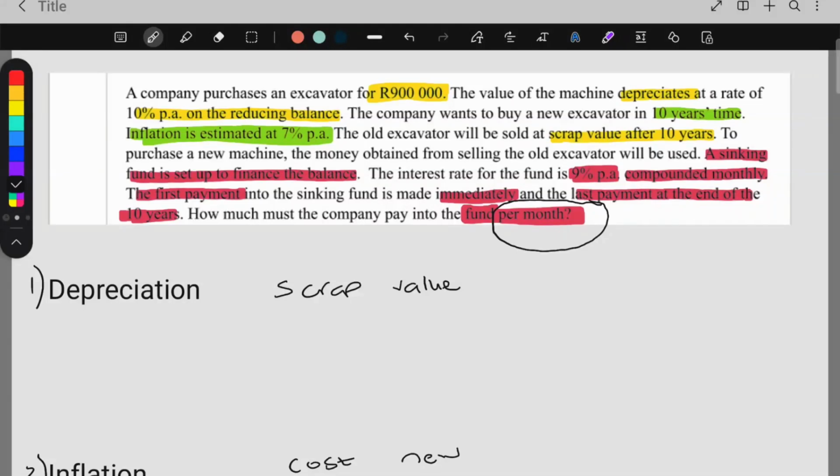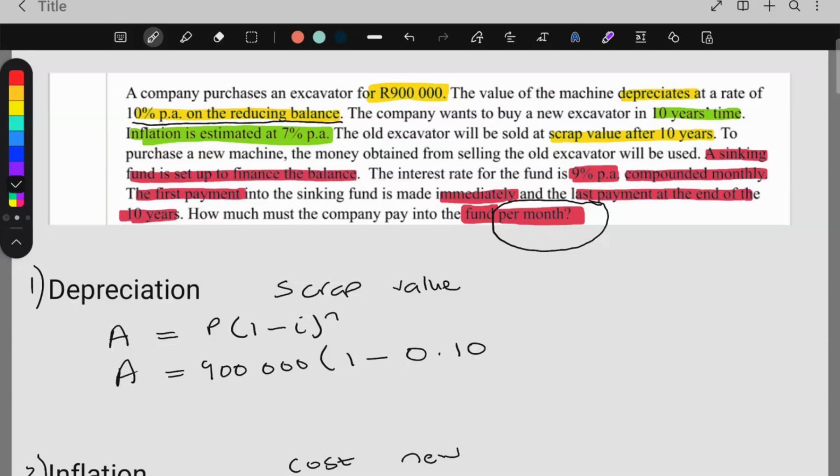So it says here depreciation is 10% per annum on the reducing balance method. So I'm going to write the formula down for depreciation. Then A is my scrap value. So A is equal to the value of the excavator, so 900,000, times 1 minus the rate of depreciation. 10% is 0.10. And then the number of years, we are replacing this excavator in 10 years' time. So this is only 10.